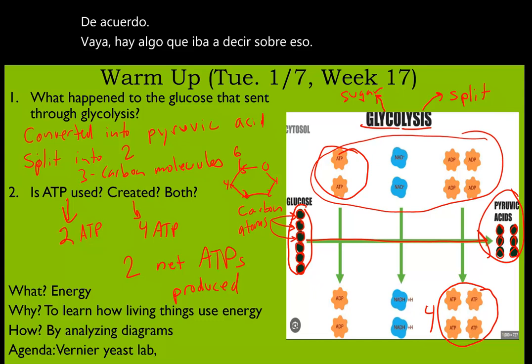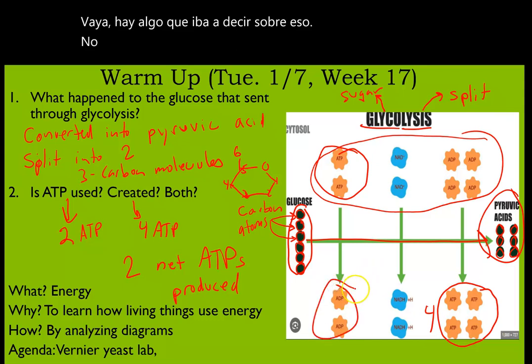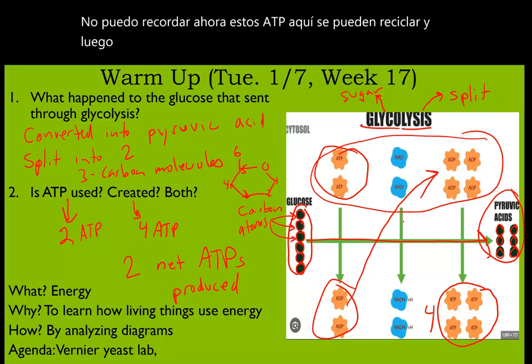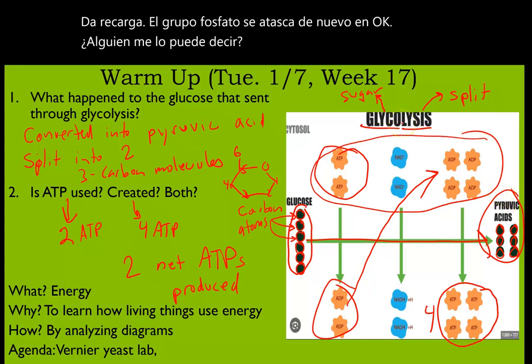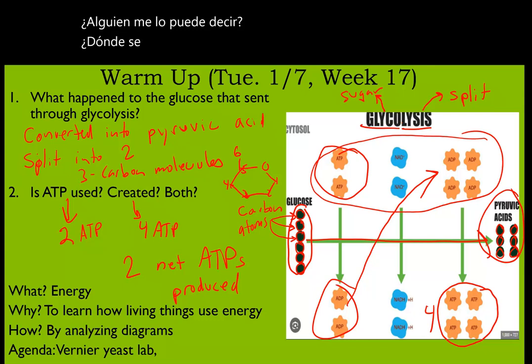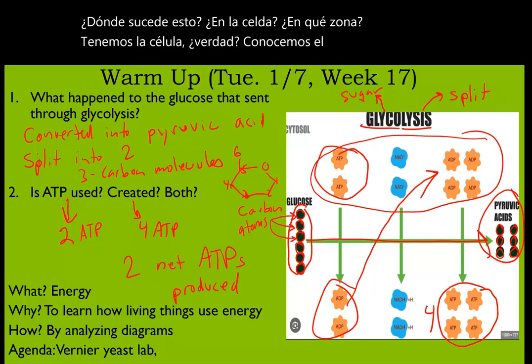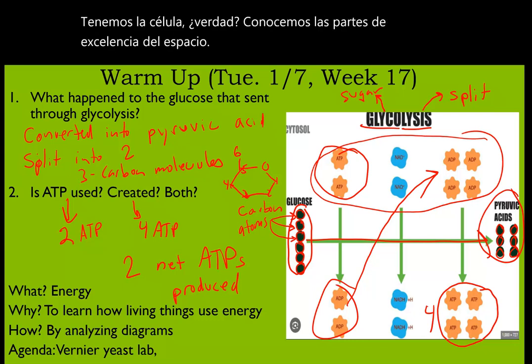Now, these ATP here, they can be recycled and then used in this process. Remember, the ADP gets recharged. That phosphate group is stuck right back on. Okay? Can anybody tell me, where does this happen in the cell? What area? We have the cell, right? We know the basic cell parts. So where does this glycolysis step happen?